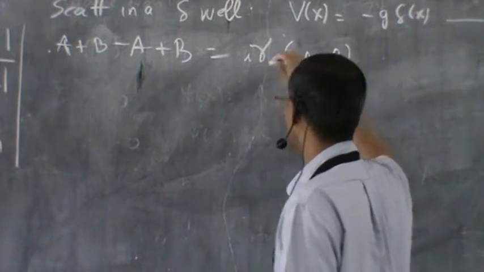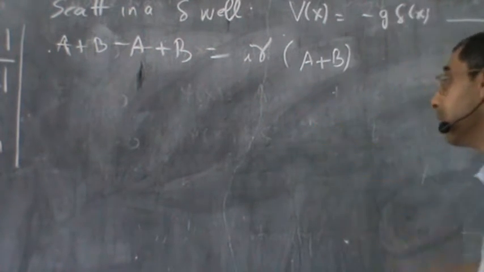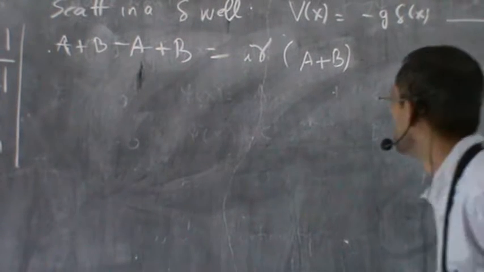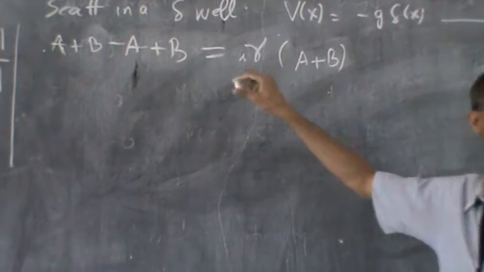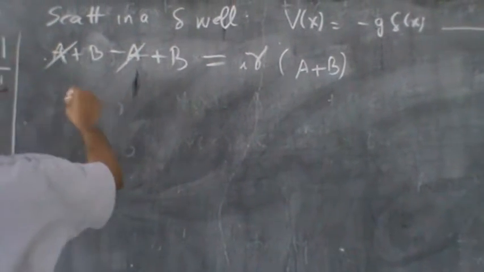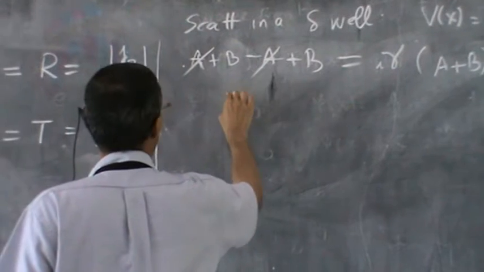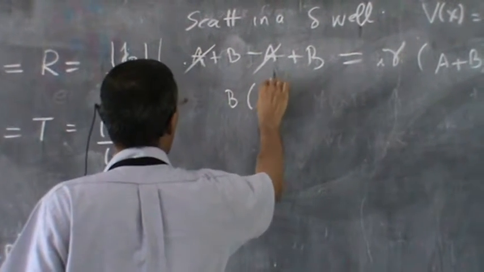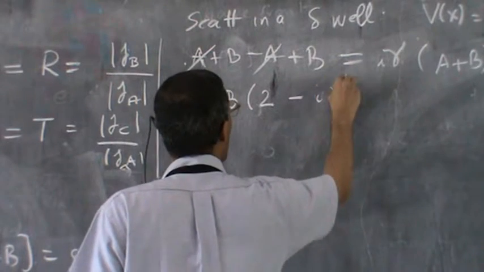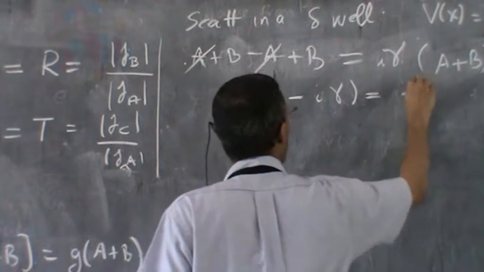The sign is very important actually, so let's get the sign right. So this is the equation. I am throwing away this A, so I get that B times 2B minus i gamma is equal to i gamma A.